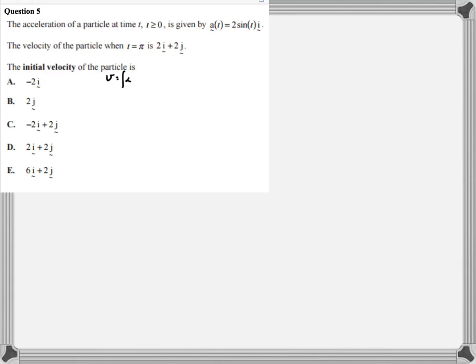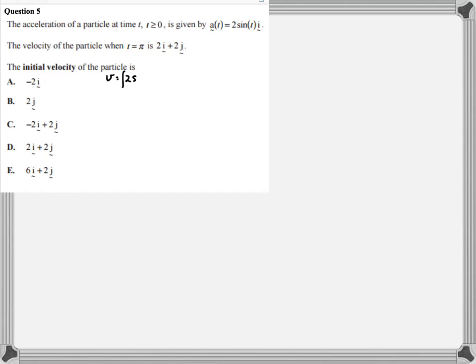Okay, part 2 of our practice SAC questions. So we're going to look at this problem. We have the acceleration of a particle at time t > 0 is given by this function. It's a sine function. Now the velocity of the particle when t is equal to pi is this vector. We have to work out what is the initial velocity of the particle.